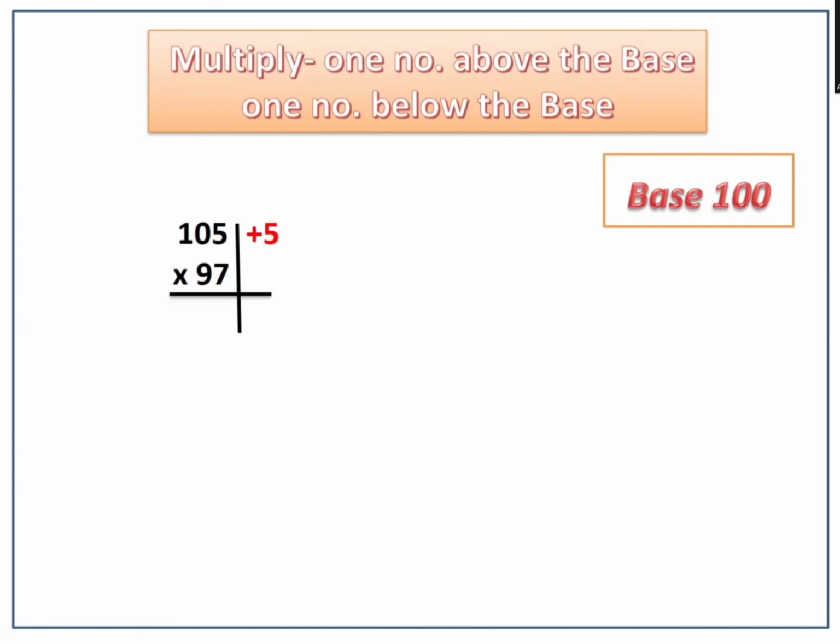105 is more by 5 from base 100, so we will write plus 5 on the right side, and 97 is less by 3 from base 100, so we will write minus 3 on the right side. In the first step we have to multiply both numbers, and we will get minus 15 here, and then we have to do cross addition or cross subtraction.